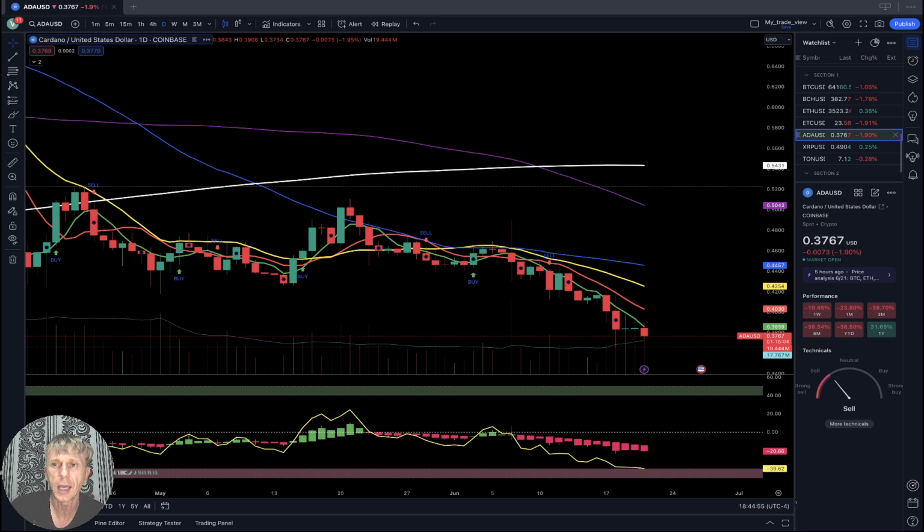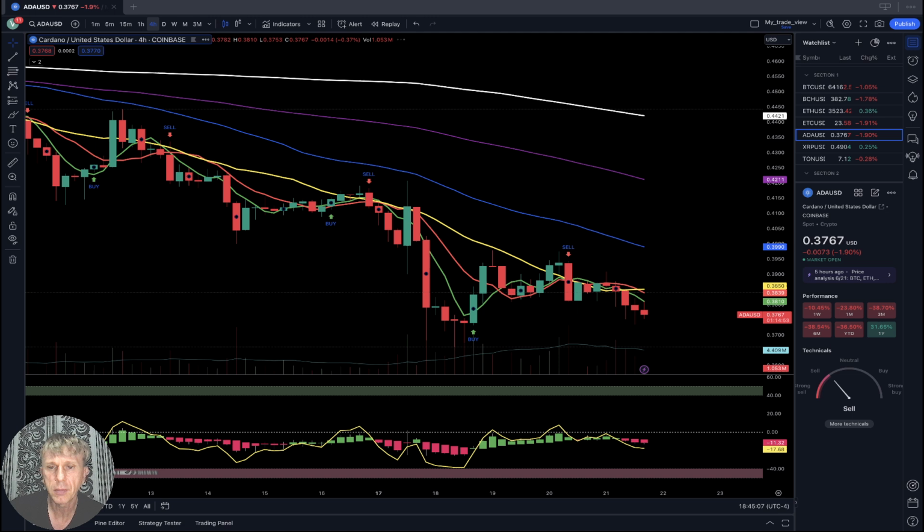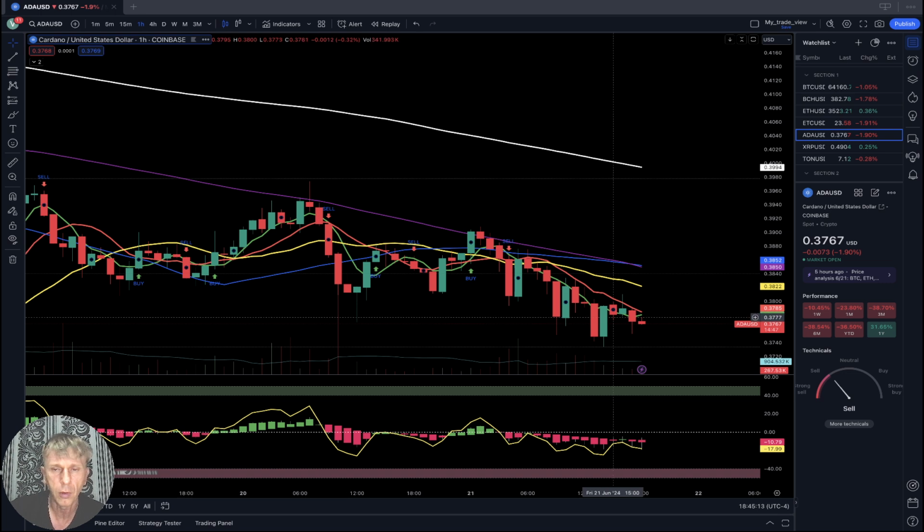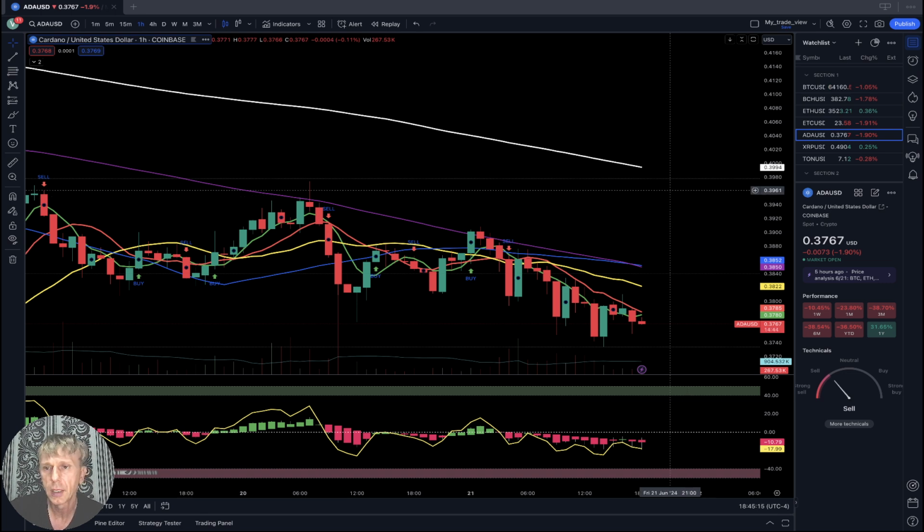It is definitely negative. ADA Cardano daily minus 2%. Last bar below all moving averages, bearish trend. 4 hours time frame, same, last bar below all moving averages, bearish trend. And 1 hour time frame, last bar below all moving averages, bearish trend.